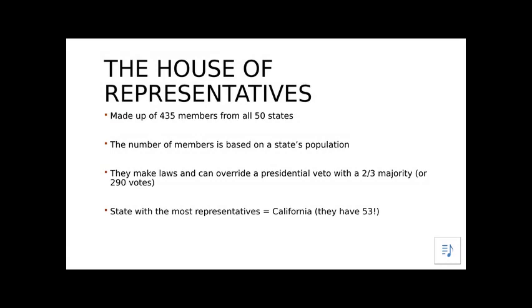So the House of Representatives is made up of 435 members from all 50 states. The number of members is based on the state's population. They make laws and can override a presidential veto with a 2/3 majority, or 290 votes. So if the president, like we said, decides he doesn't like a law and doesn't want to continue with it, he says no, but the House of Representatives can override that veto, which means they say, I don't care that the president doesn't like it, we're going to pass this law. They need 290 votes to do it, which is hard, it's 2/3. The state with the most representatives is California with 53.